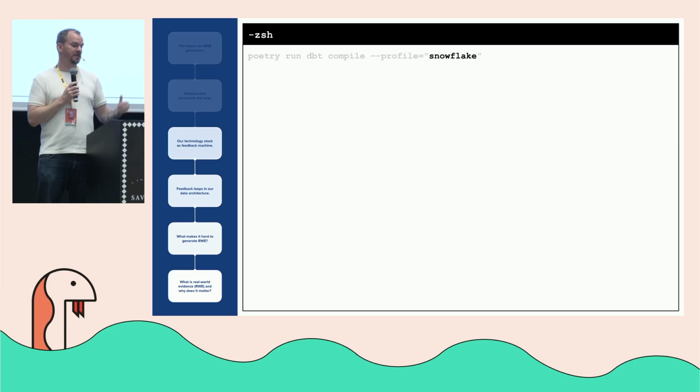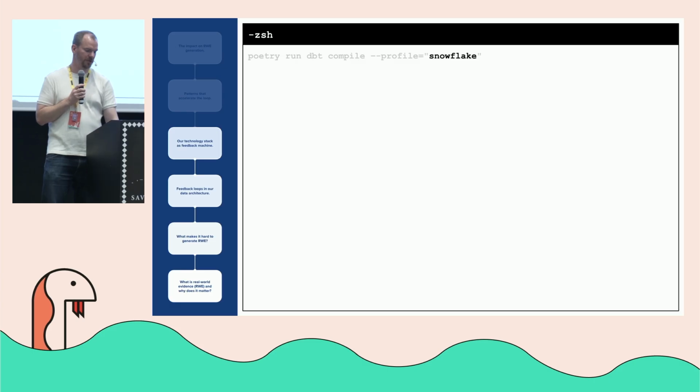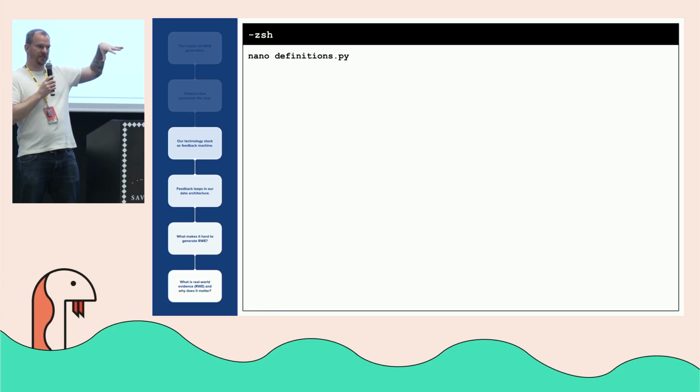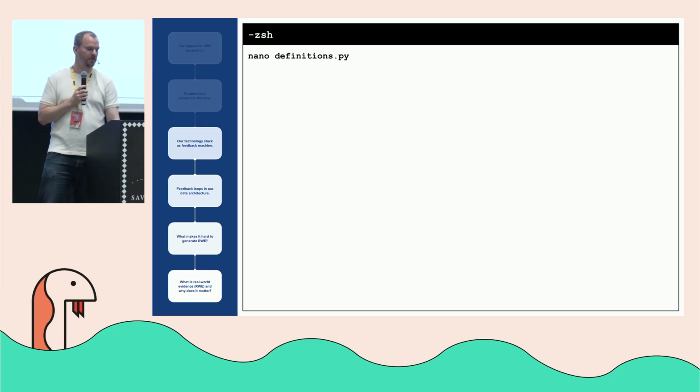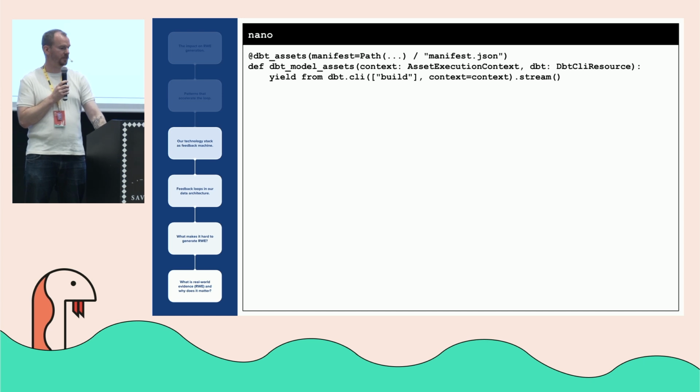But here we basically tell DBT, compile it against Snowflake, right? We have a Snowflake profile which also contains the connection information. What we get then is a manifest file from DBT which contains all the information about the DBT models. And this manifest file we can use to combine DBT with Dexter.